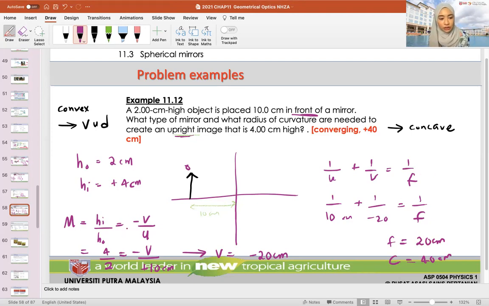So first what we did was, we know what is the height of the object and the height of the image, okay? And we know this equation, magnification equals to HI over HO equals to minus V over U. And then from here, we know that our U has a distance of 10 centimeter from the pole ataupun from the mirror. So we put that inside here. We get our V as minus 20 and then we put it inside our equation.